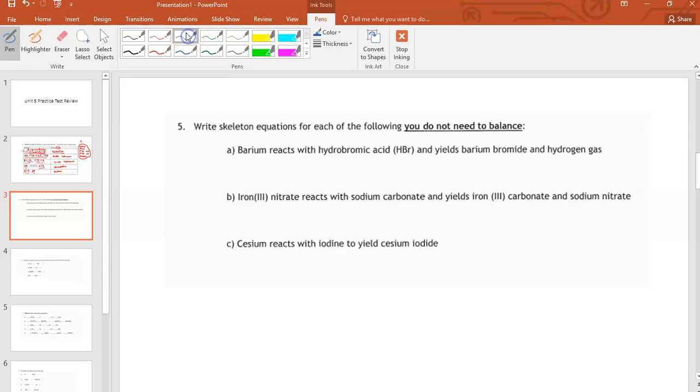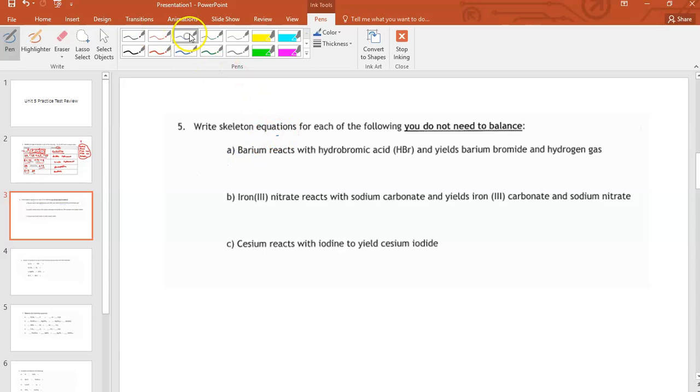Okay, welcome back. So in question number 5, you are asked to write skeleton equations, which means we just need to write the formulas for our reactants and our products, right, without a need to go back and worry about adding coefficients to do any sort of balancing. Okay, that's what a skeleton equation means. That's what we need to worry about. What are the reactants? The formulas for the reactants and the formulas for the products.